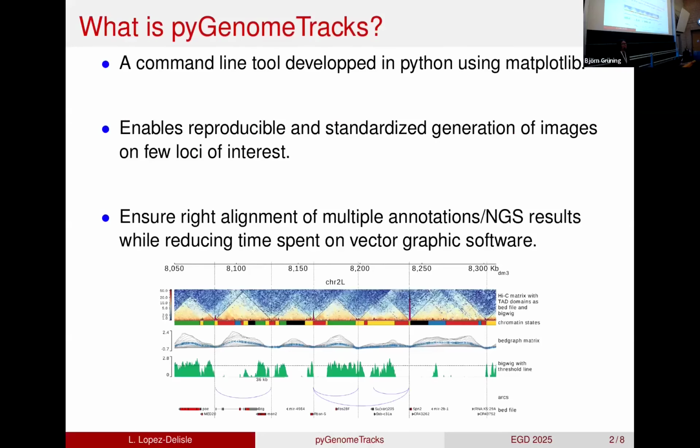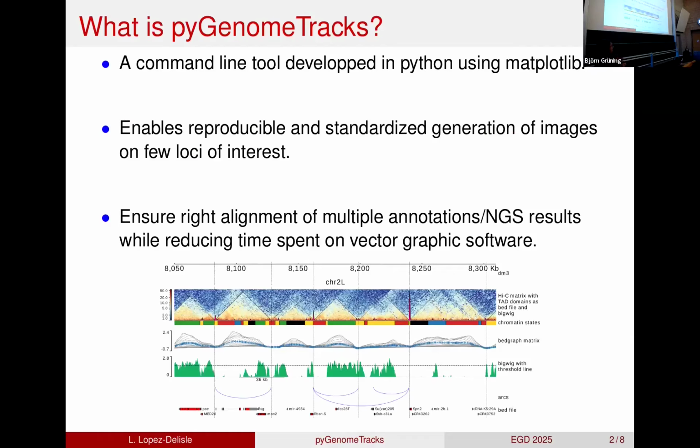So first, what is pyGenomeTracks? pyGenomeTracks is a tool that is developed in Python, and it uses Matplotlib. So it enables reproducible and standardized generation of images at given loci of interest. So it's not a browser, you just need to decide which region you would like to plot, and then you have this type of plot that you can see on the bottom.